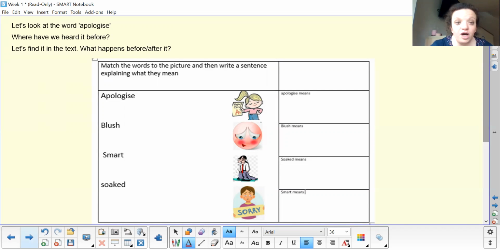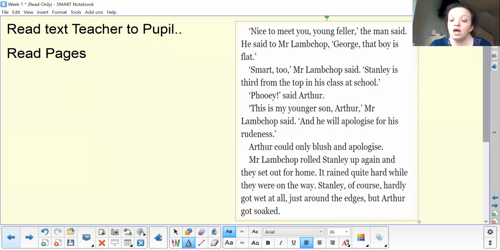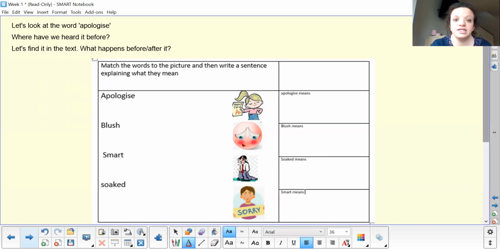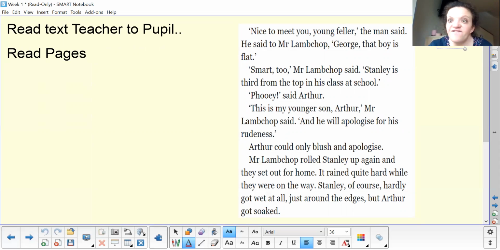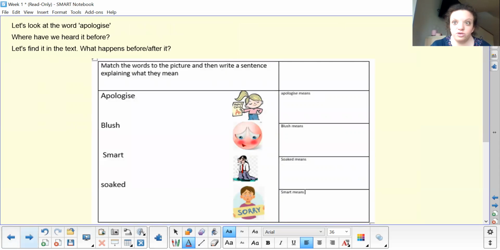Okay. The other words you're going to be looking at are blush. So if we look in the text at the sentence with blush in it, Arthur could only blush and apologise. Smart. So we've got smart too, Mr. Lambchop said about Stanley. Stanley's the third from the top in his class at school. That's where smart comes in. And our last word is soaked. Stanley, of course, hardly got wet at all, just around the edges, but Arthur got soaked. So have a little think and see what you think those words might mean.